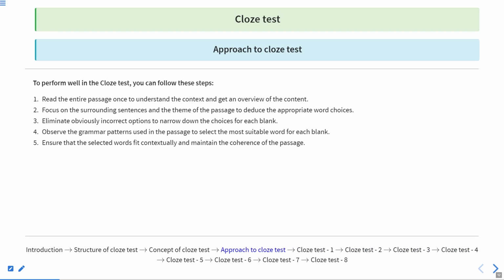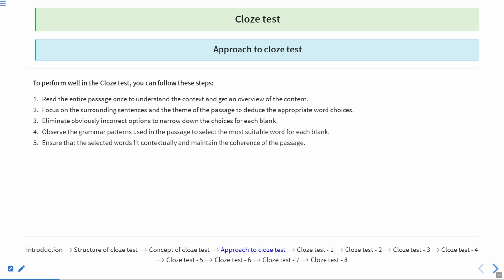So what is our approach to cloze test? Our recommended approach is that in case you want to perform well in cloze test, you must follow these 5 steps. Number 1, read the entire passage once to understand the context and get an overview of the content. Once you do that, you understand to a large degree what topic is being discussed and what particular words may potentially fit into those missing places.